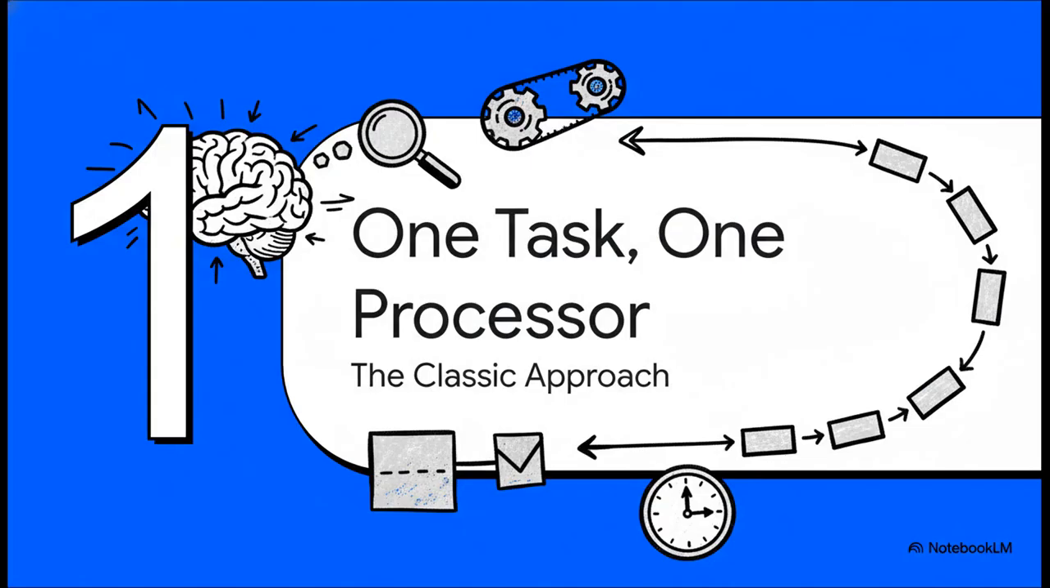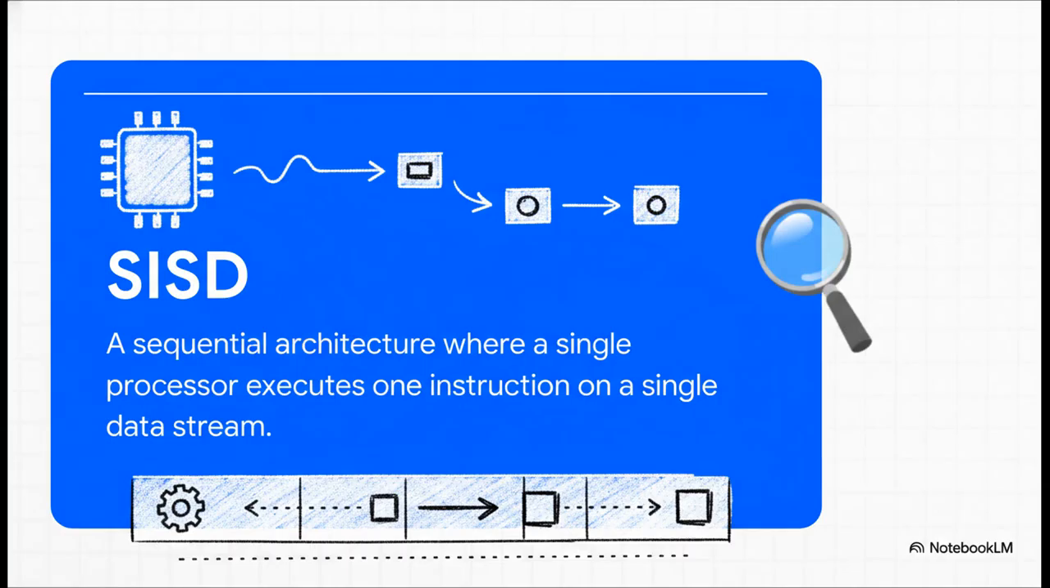To really get this revolution, we have to go back to the very beginning. Back to the classic way computers have pretty much always done things. Think of it as the original blueprint. One single, hyper-focused mind working on one single task at a time. Now, this classic model has a name. It's called SISD, which is short for single instruction, single data. And the name really gives it away. It's exactly what it sounds like.